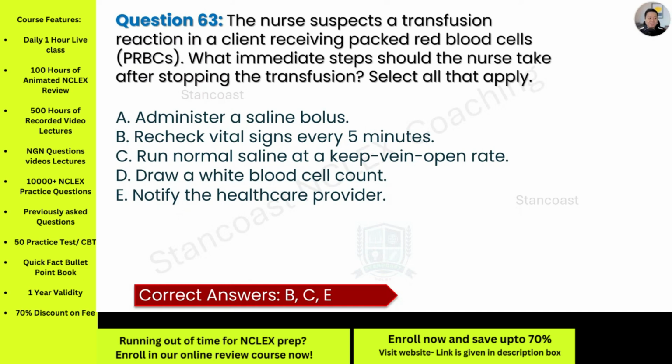So if you selected letters A and D, these are incorrect because this requires a provider's order. A saline bolus requires a provider's order and is not an immediate independent nursing action. Letter D is also incorrect. It's unnecessary in the initial response to a transfusion reaction and should be guided by the provider's orders as well.